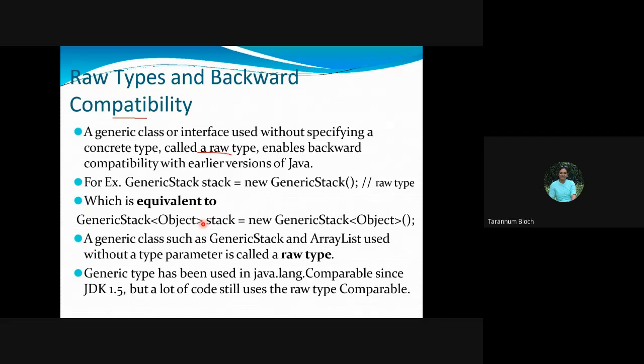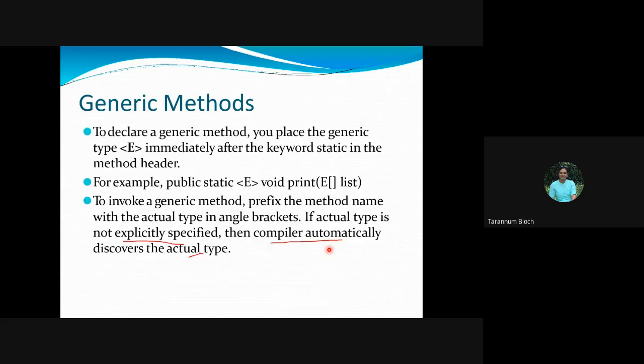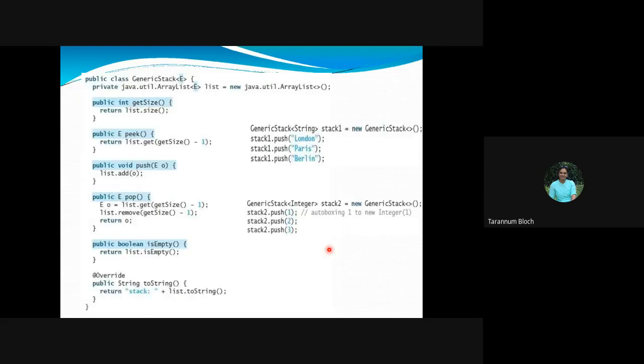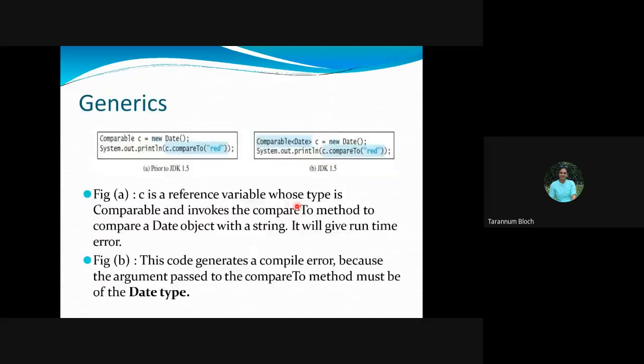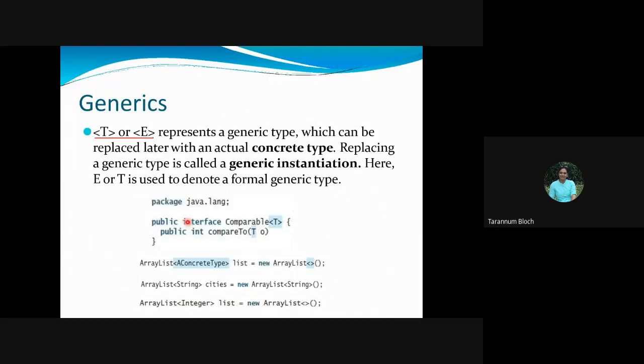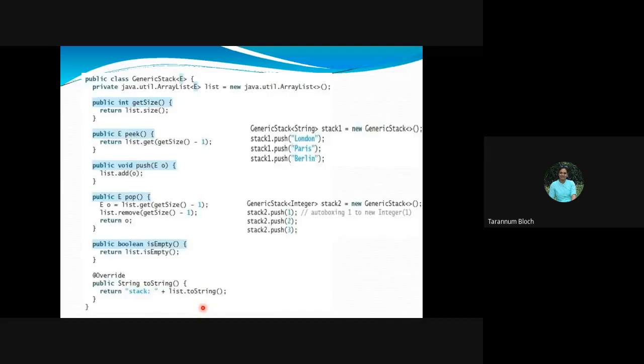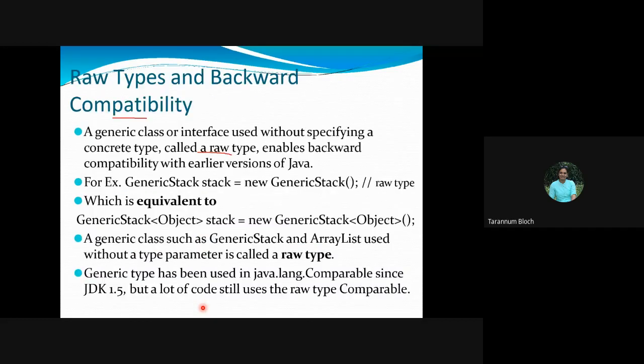Is it clear? So in both the previous examples, generic stack and array list, if we use them without the parameter type, suppose here also we are not specifying the generic type, and in the array list also, if I'm not specifying String and Integer, not writing these brackets, in that case it will be the raw type, right? And this is given because we want backward compatibility with the older versions of Java, right?